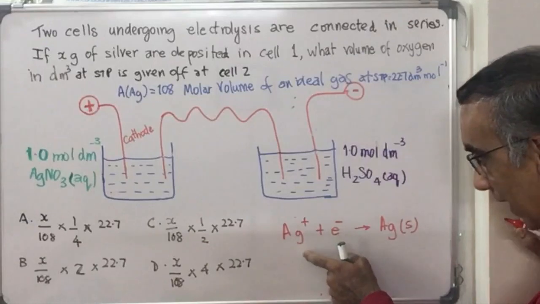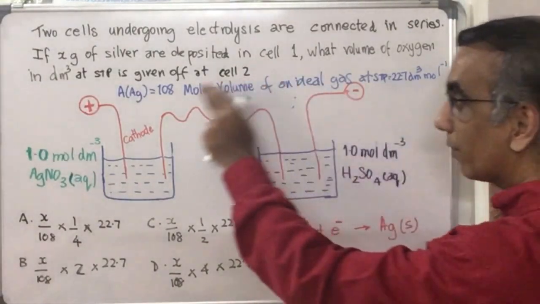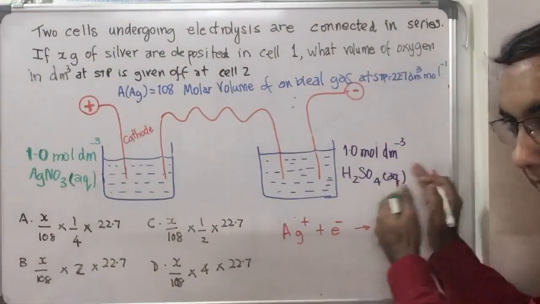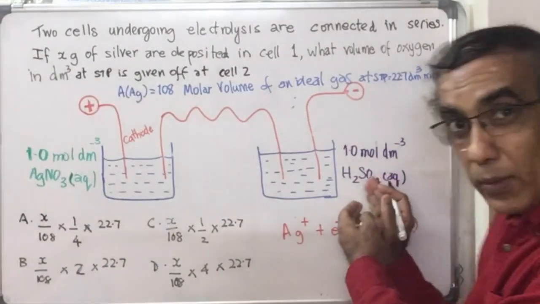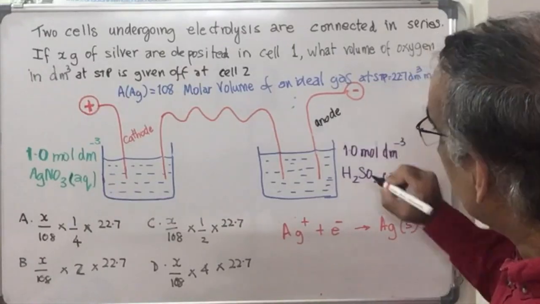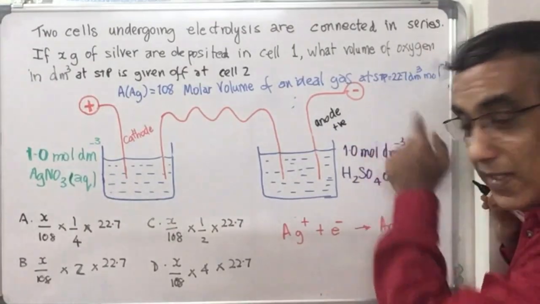And if you can have exactly 1 mole of electrons moving from this side, then you would have a 1-to-1 ratio. But what is it that happens on this side? This side, you have H2SO4, sulfuric acid. And this, of course, is the anode. This is the positive electrode, never mind the negative sign.